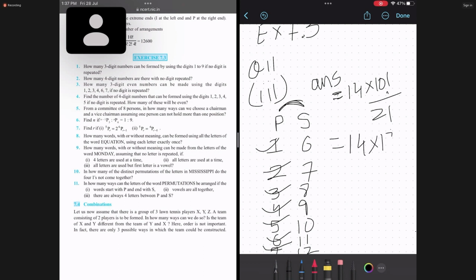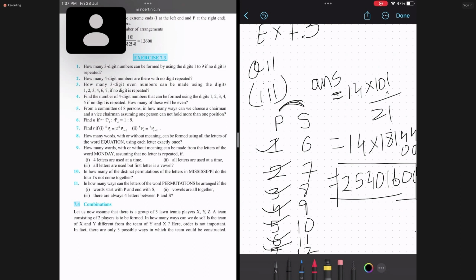It is nothing but 1814400, and that is nothing but 25401600. Correct? And that is your final answer. Correct? So this is how you're going to get the final answer yourself.